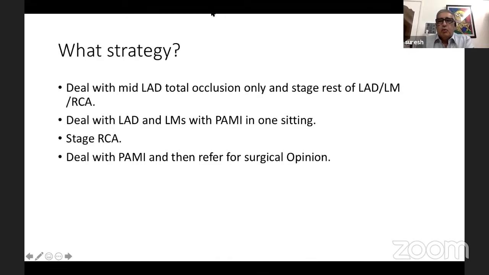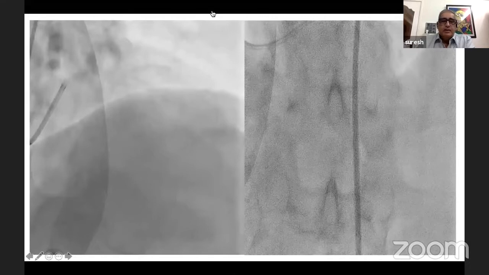Okay, so the whole point in our minds at that time was to deal with the mid LAD occlusion, which was an emergency, and stage the rest: LAD, leave RCA for a different date. Deal with the LAD left main all in one go, which a lot of us were not very happy about. Stage the RCA, just do the ballooning, take care of it. These are two in-stent restenosis, and then take a surgical opinion before we do anything about dealing with that left main. So we proceeded to do the LAD, which actually was pretty straightforward.